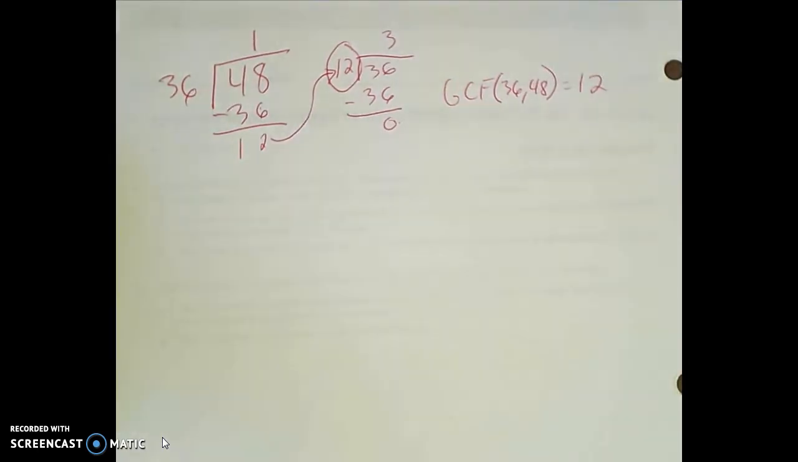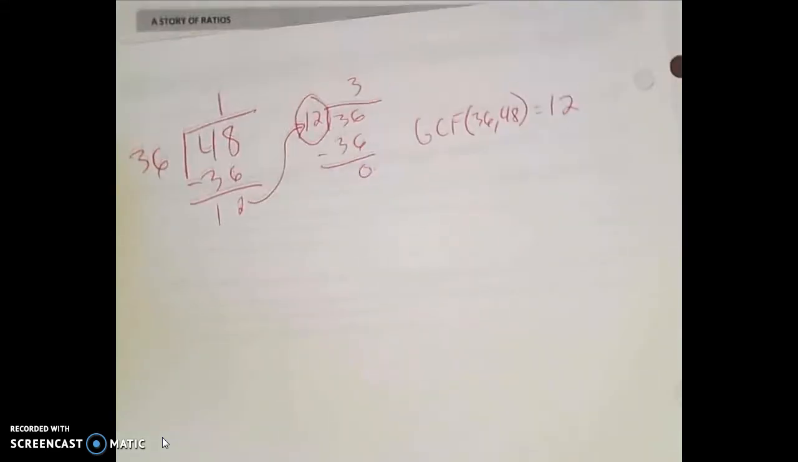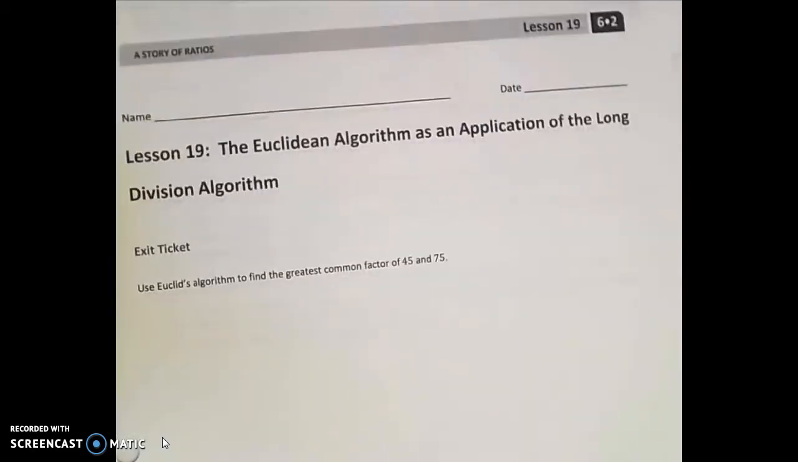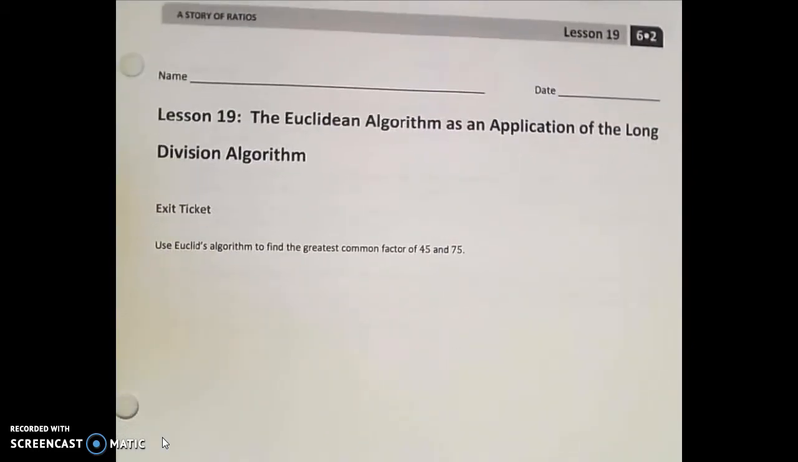Now, if you're watching this video, your exit ticket should already be done. So let's take a look at what happens on the exit ticket. We're going to use Euclid's algorithm to find the greatest common factor of 45 and 75. Again, if you're watching this, it should already be done.